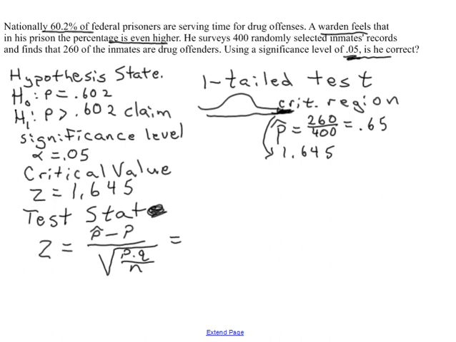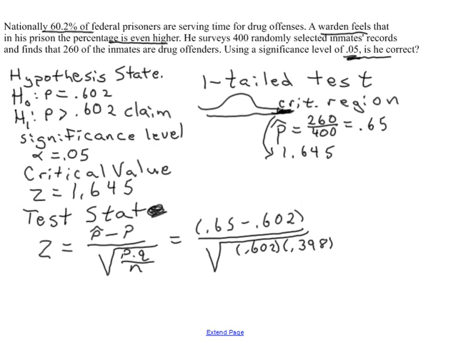For our particular example, that's 0.65 minus 0.602 over the square root of 0.602 times 0.398, all of that over n, which is 400. And remember from the binomial, q equals 1 minus p. That's where the 0.398 comes from.